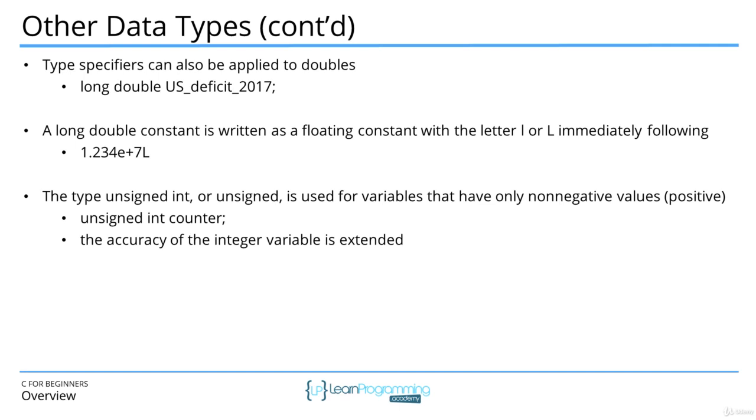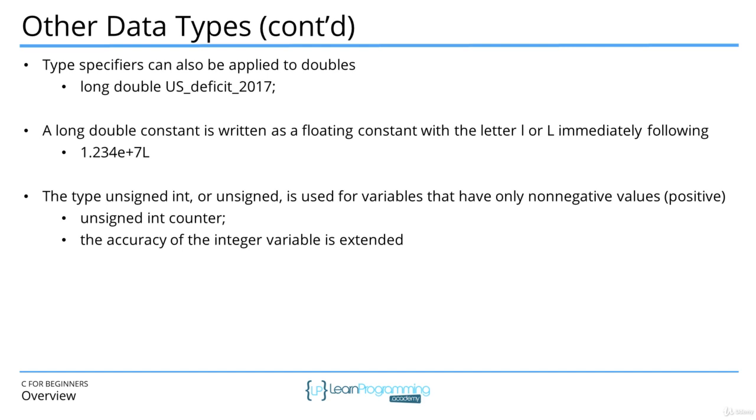Now, that's how it works in theory. Some compilers don't enforce it. But if you were to create an unsigned int and you tried to assign a negative number, the compiler should complain. So unsigned int counter, for example. And again, this allows the accuracy of the integer variable to be extended to only allow positive values. So it's making your program more efficient by using all of these more specified data types.